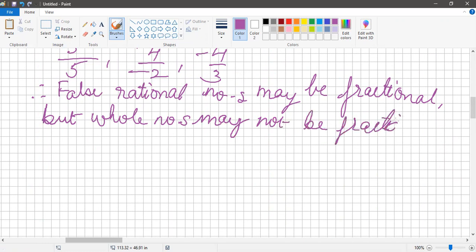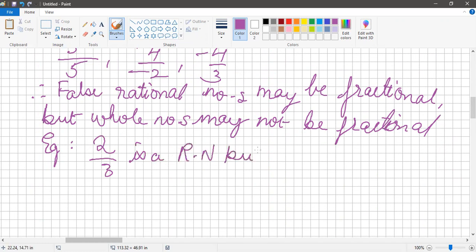Maybe you do not want to write this statement. If you do not want to write this, then you can do another thing. You can explain by an example. You can give an example: 2 by 3 is a rational number but not a whole number. You need to write the full form of rational number, whole number and everything. So you can give any example and explain it. Clear? So this is your fourth question.